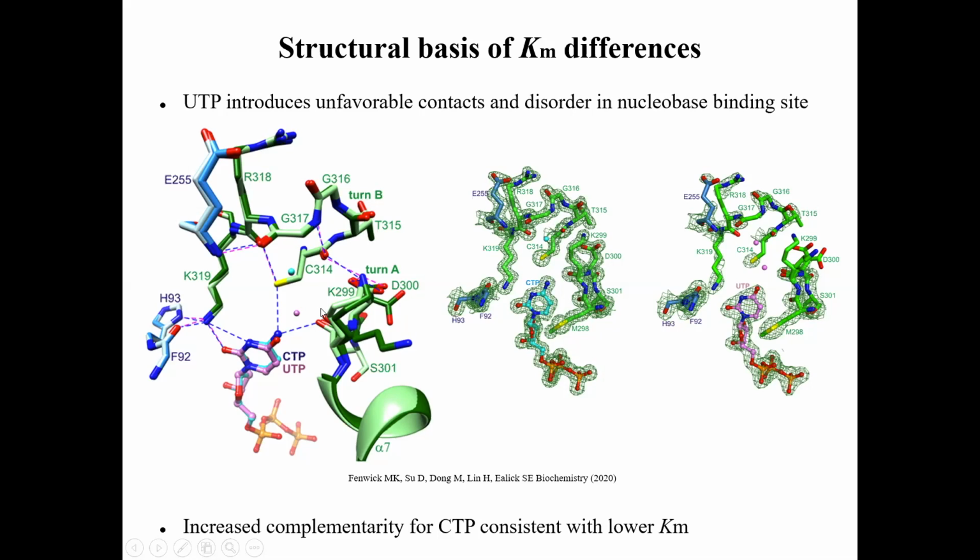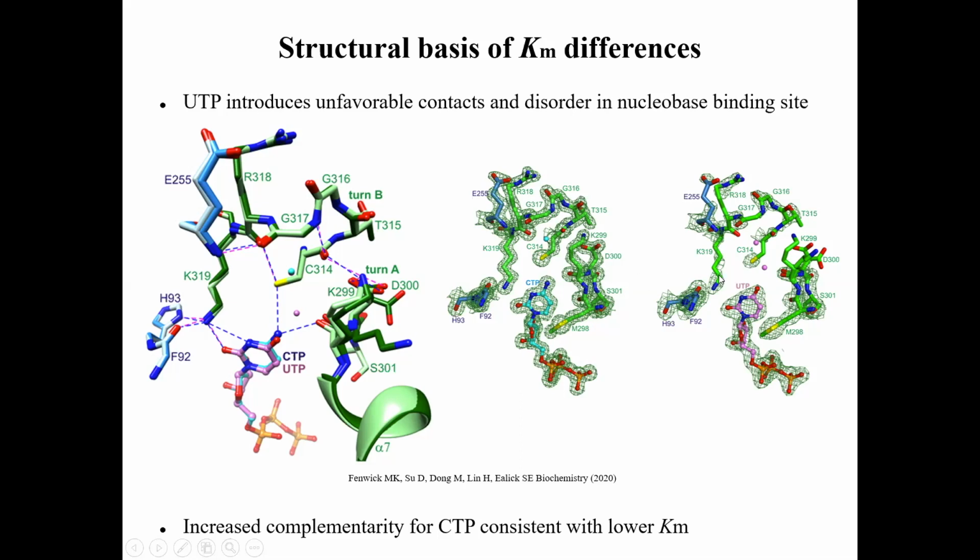In contrast, if we substitute the N4-amine with an oxo group, as we have in UTP, we get chemical clashes with the backbone carbonyl involving cysteine 314, and N3, which is now protonated, makes a bad contact with the side chain of lysine 319. So this is associated with some structural displacement and increased disorder in the nucleobase binding region, indicative of weaker binding.